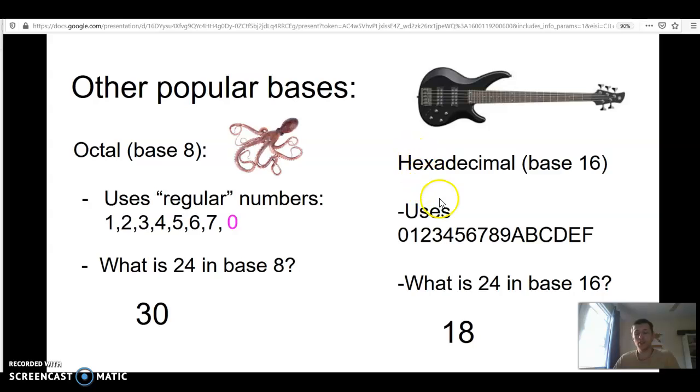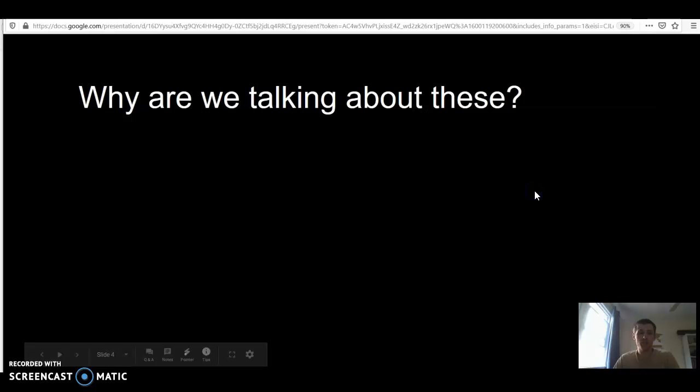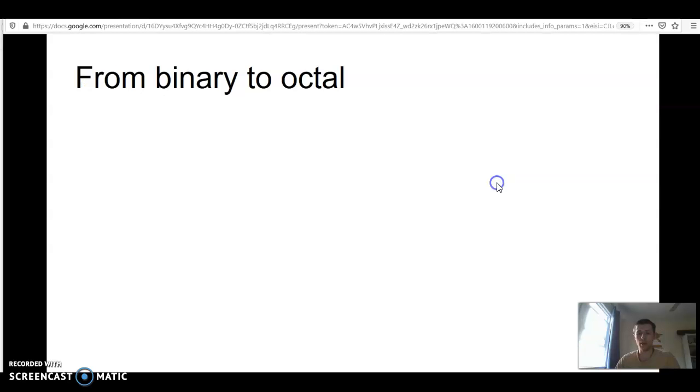So now the question is, these are really tricky to calculate by hand. Is there an easier method? And there is. Why are we talking about these? They play nicely with binary. How do they do that? Well, there's an easy way to convert from binary to octal and from binary to hexadecimal and also backwards. And the reason for that is, some of you may have realized, 8 is a power of 2, and so is 16. And since they're powers of the base of the system we're going to be converting to and from, there's a nifty little trick that you can use in terms of how you convert.